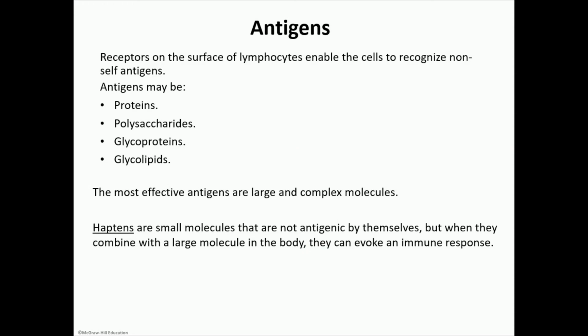So we already talked about what an antigen is. An antigen is a receptor that is found on, well, it does say here on the lymphocytes, but it's found on all of our cells. And it helps us identify and recognize our cells, or differentiate between self and non-self antigens. So the antigens can be made out of proteins, polysaccharides, glycoproteins, glycolipids. The bigger the antigen is, the bigger the immune response to it. So the most effective antigens are the ones that are very large and complex.